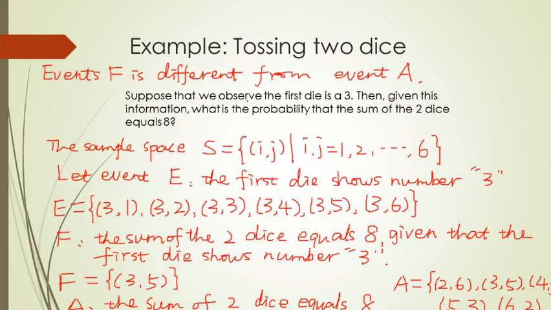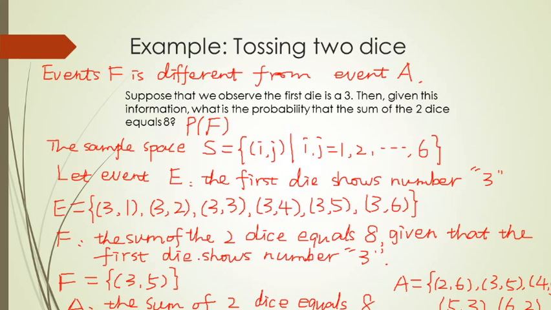Suppose that we observe the first die is the number 3. Then, given this information, what is the probability that the sum of the two dice equals 8? Here, we can denote the probability of event F. What is the probability of event F? That is, the sum of the two dice equals 8, given that the first die shows the number 3.